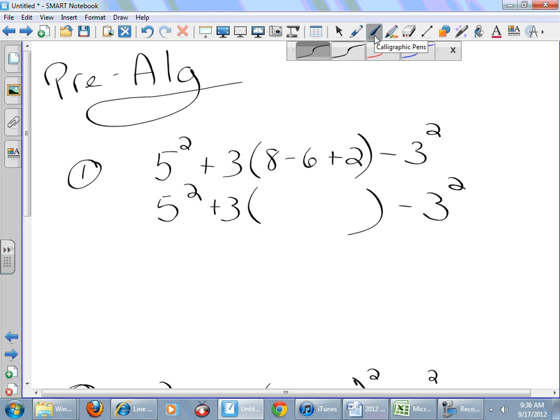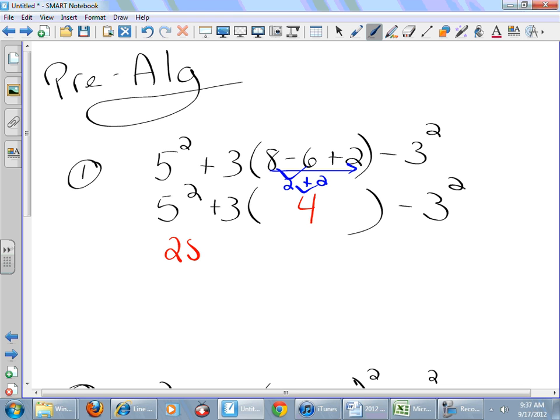Inside this parentheses, I have a subtraction and an addition sign, so I'm going to go left to right. So I'm going to do 8 minus 6, which is 2, plus 2, and inside the quantity here, I will get a 4. Now I can go ahead and do my exponents, and so 5 to the second power will be 25, and then we'll have plus 3 times 4.